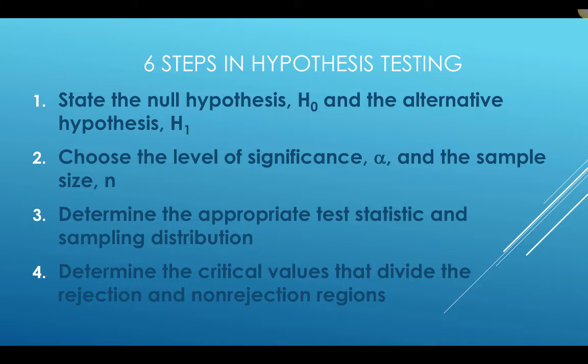Determine the appropriate test statistic and the sampling distribution. So you're looking at the test statistic, and the sampling distribution comes down to how was everything chosen? How were the people chosen? Was it random assignment? Determine the critical values that will divide the rejection and non-rejection region. Well, we use a 0.05 and a p-value to decide whether it's either significant or not.